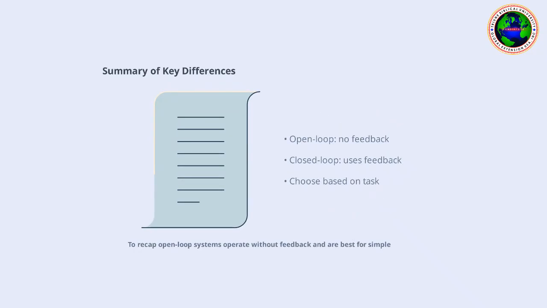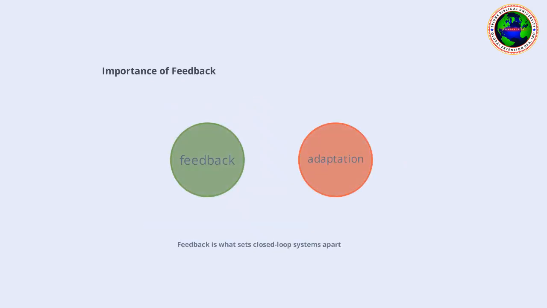Recap: open-loop systems operate without feedback and are best for simple, stable tasks. Closed-loop systems use feedback to monitor and adjust their output, making them ideal for complex or changing environments. Understanding these differences helps engineers choose the right approach for each application. Feedback is what sets closed-loop systems apart. It allows for continuous improvement and adaptation, making systems more reliable and effective.